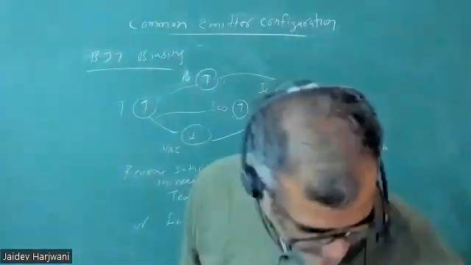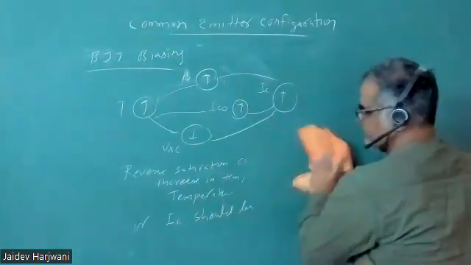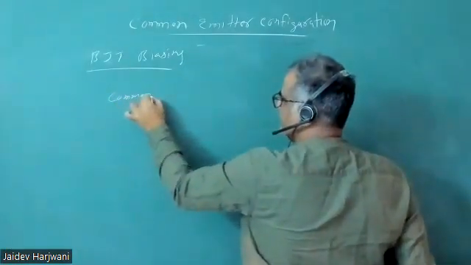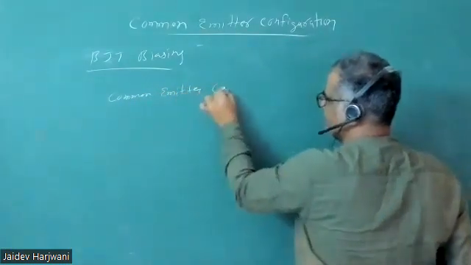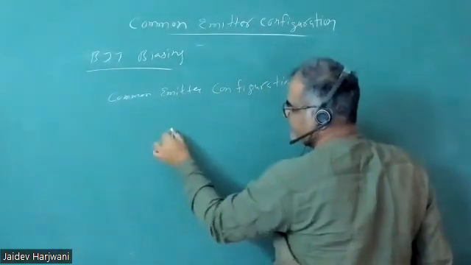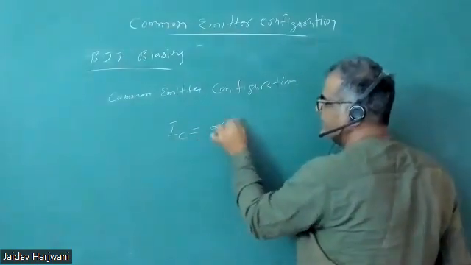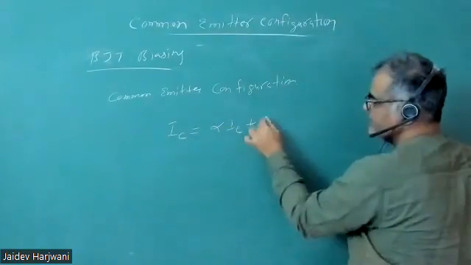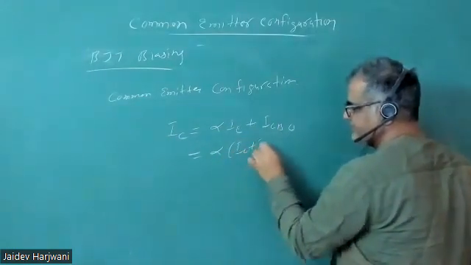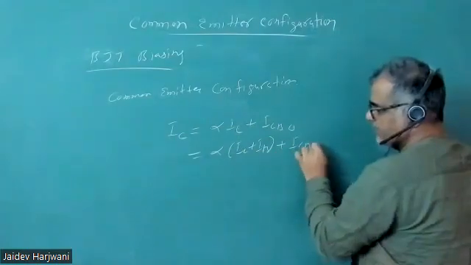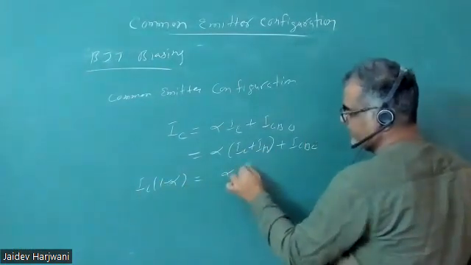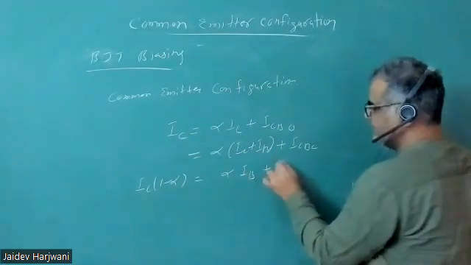Similarly, if I take an NPN transistor, just now we have seen common emitter configuration. If I take common emitter configuration, the main equation of IC in common base was alpha IE plus ICBO. And IE is basically IC plus IB plus ICBO. Now if I take IC times 1 minus alpha, that gives me alpha IB plus ICBO.